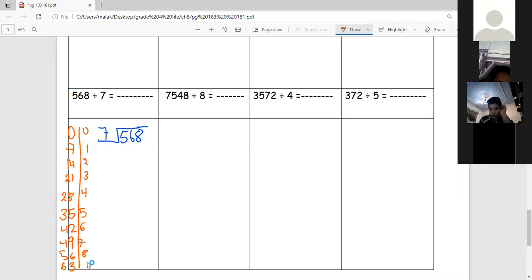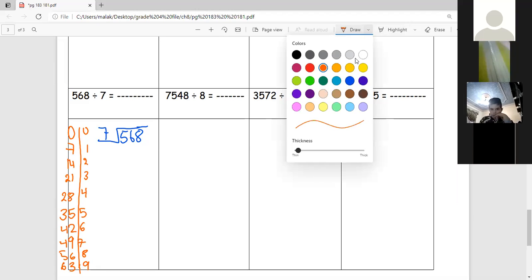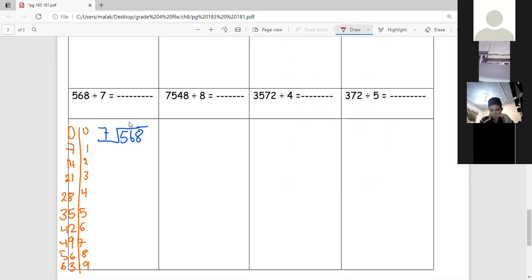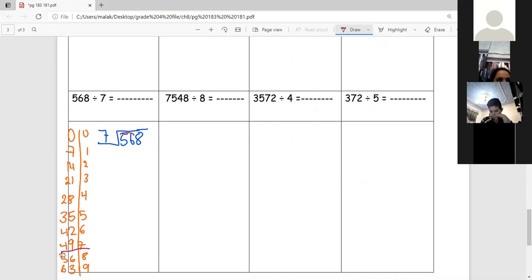28, 35, 42, 49. Exactly. And 56 with 63. Bravo. Okay, 5 is less than 7, so I will take 56. The number that is so close to 56 is 56. We put 56 down and 8 up. Okay, we subtract them. The answer is 0.